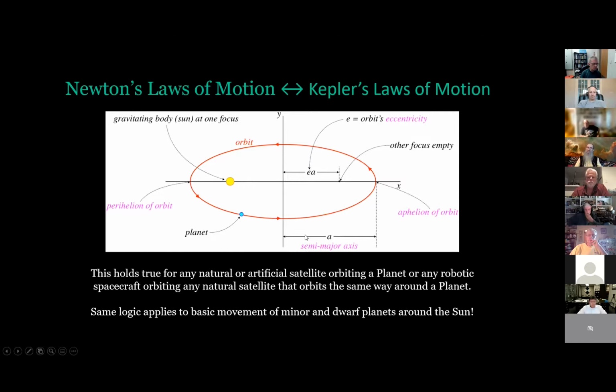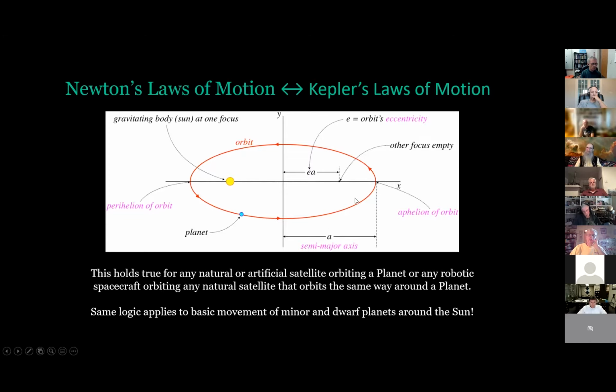Now, this is the semi-major axis. This is the semi-minor axis. Here's the sun at one focus. That's the gravitating body. Here is the planet, and the way we have the arrows here, it goes counterclockwise around the sun. This represents from here to here, that shortest distance, the perihelion. Over here is going to be the aphelion. So this is going to be the greatest distance of the planet from the sun itself.